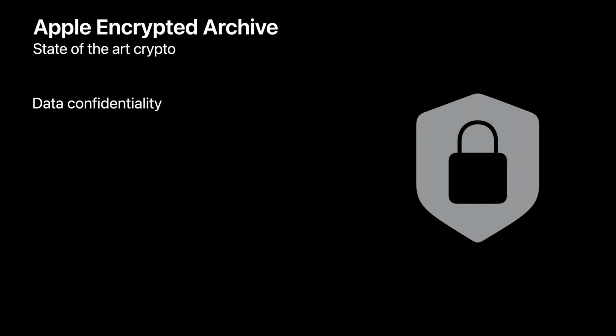It gives you state-of-the-art cryptography that's been designed and audited by our security team, as well as outside experts. Data confidentiality means that your data stays secret. Data authenticity means that you can be sure it hasn't been corrupted in transit. Sender authentication means you can be sure who sent it.